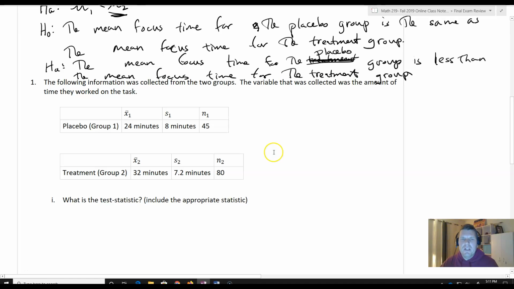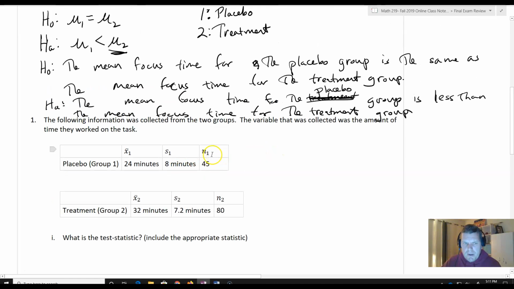Now, the following information was collected from two groups. What we have here is some summary information. The placebo group had an x bar 1, that's the mean, of 24 minutes, S1 standard deviation of 8 minutes, and N1 of 45. And treatment group 2 had a sample mean of 32 minutes, S2, its standard deviation, of 7.2 minutes, and N2, its sample size, of 80. So one other indication that this isn't going to be matched pairs is that we have two different sized samples. If they were matched, they'd have to be the same size.